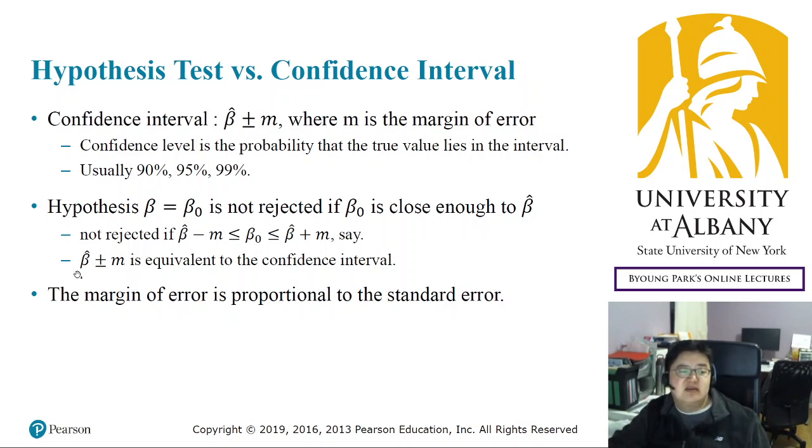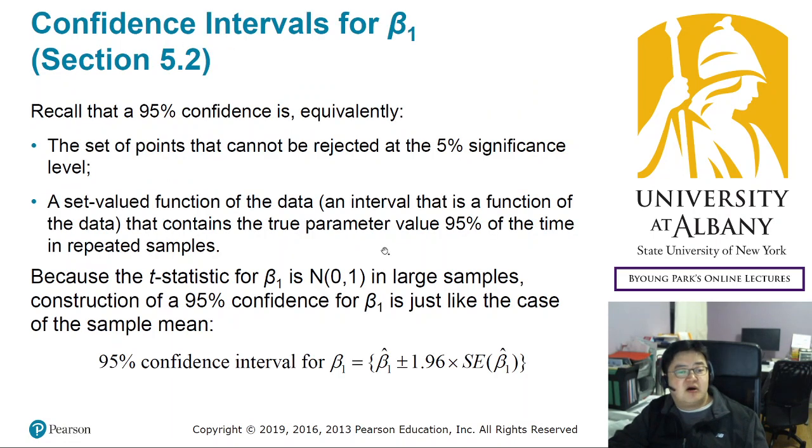That is equivalent to the confidence interval. If beta 0 lies between these points, then it is not rejected, and this becomes the confidence interval. In that sense, the hypothesis test and the confidence interval are basically the same problem. And the margin of error is proportional to the standard error.